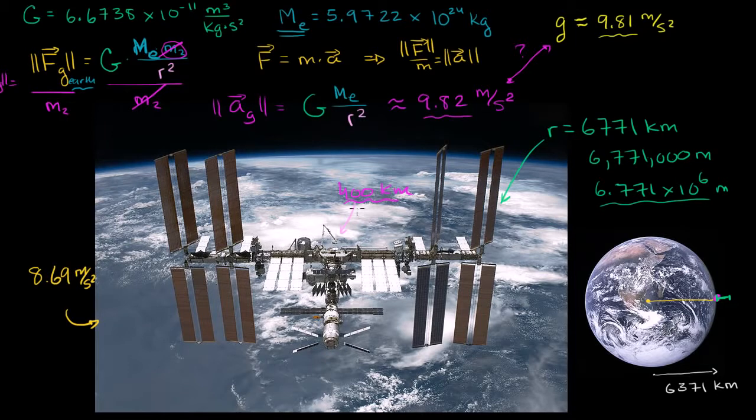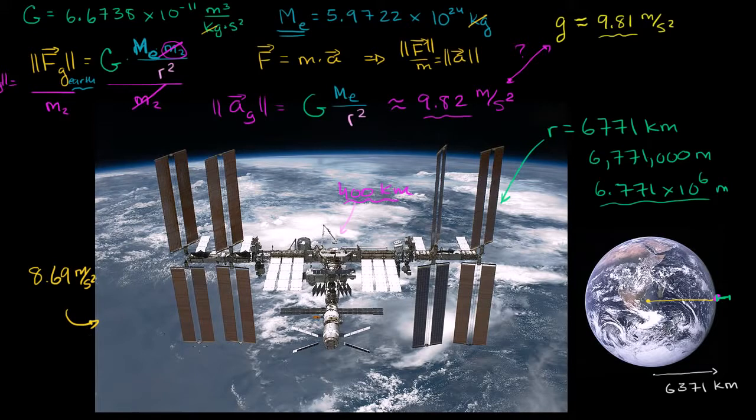And you can verify that the units work out, because over here G is in meters cubed per kilogram second squared. You multiply that times the mass of Earth, which is in kilograms. The kilograms cancel out with these kilograms. And then you're dividing by meters squared. So you divide this by meters squared, you're left with meters per second squared. So the units work out as well.